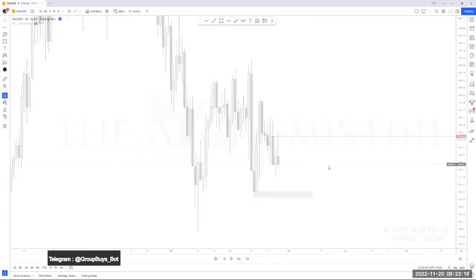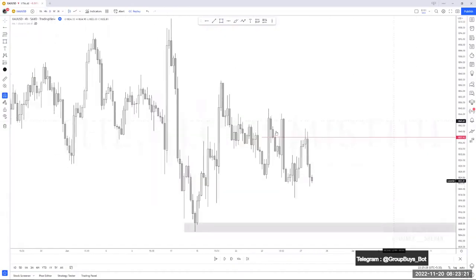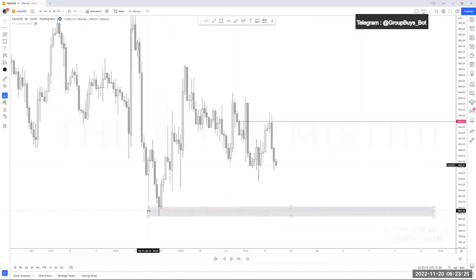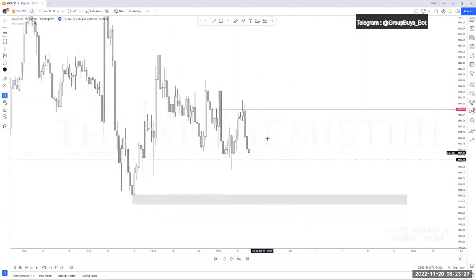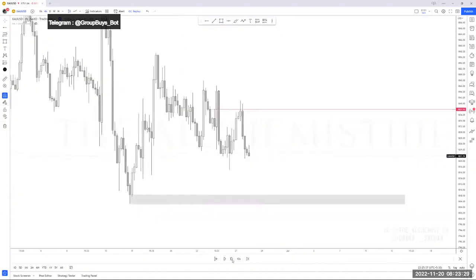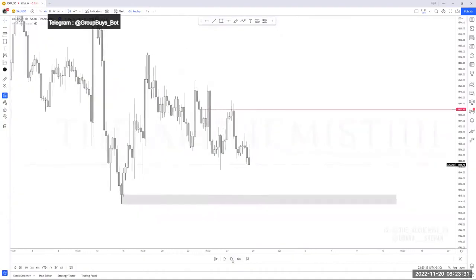Until it gets there, sell it. Okay, so until it comes here, you will keep on selling it. Don't bother about the buy setups. Just solely focus on sells only. Okay, just focus on sells only. So let's patiently wait.